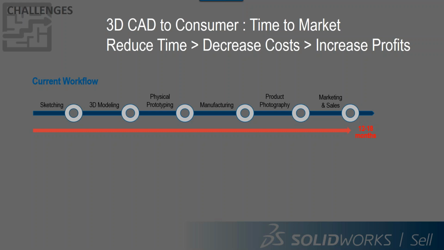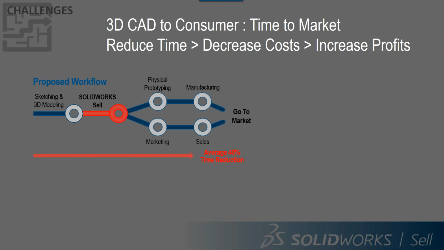They start with sketching, 3D modeling, then they go to the back and forth volley of prototyping, manufacturing, maybe kicking it back to the CAD team to make some changes. And then after maybe some product photography, then it goes to marketing and sales. So that delays your marketing campaigns, and that also delays pre-sales and your sales and getting your product in front of the customers. We want to help cut that down, and you can do that with SolidWorks Sell.